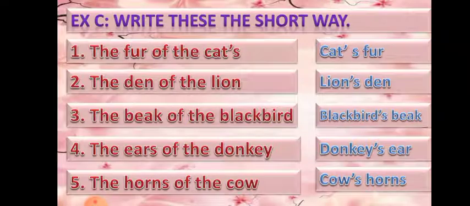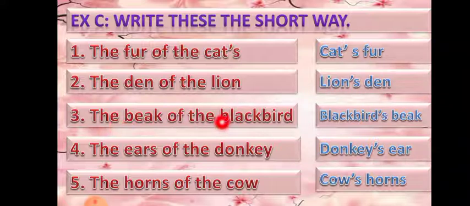Now exercise C. Exercise C, write these in the short way. These are full, detailed sentences, and we will write them in the short form by using apostrophe and S. The fur of the cat. What is the fur of the cat called? Cat's fur. Number 2. The den of the lion. Lion's den. Apostrophe S shows the belonging. This den belongs to the lion.